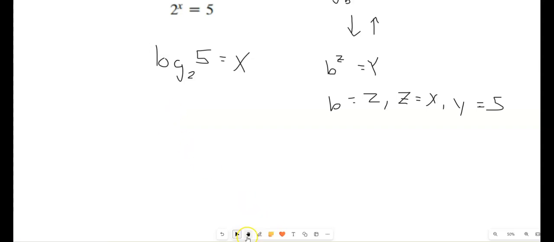So I can write this as x is equal to natural log of the argument, so natural log of 5, divided by natural log of the base, which is natural log of 2. And this would be the exact solution, and then if you wanted to, you could just put this in your calculator to get an approximation, but this would be an acceptable answer here.